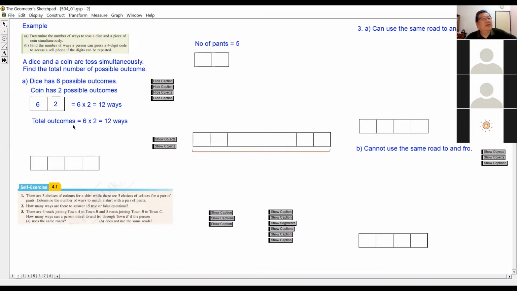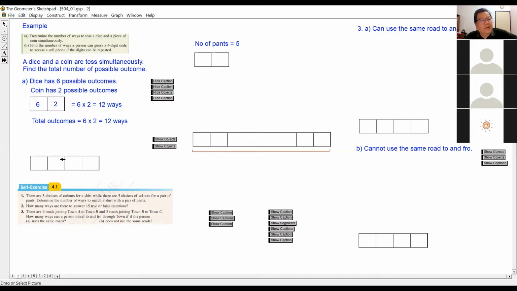The second question, B: Find the number of ways a person can guess a 4-digit code to access a cell phone if the digits can be repeated. Wow. Okay, right.